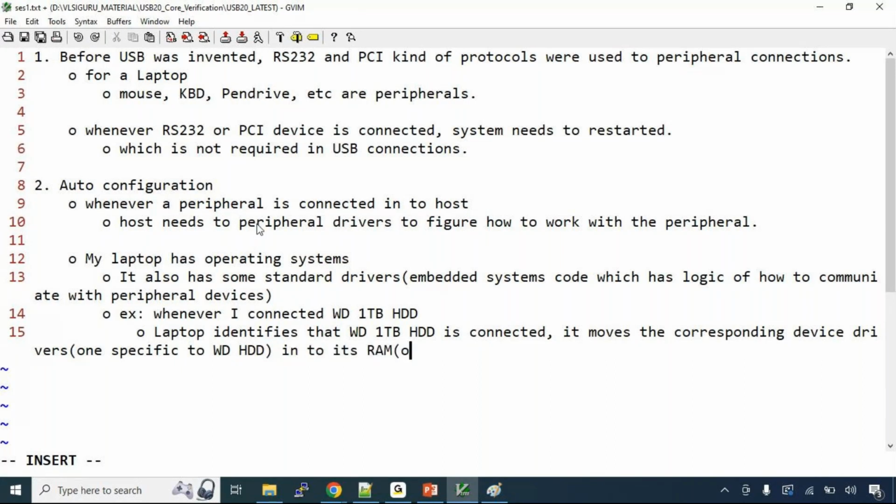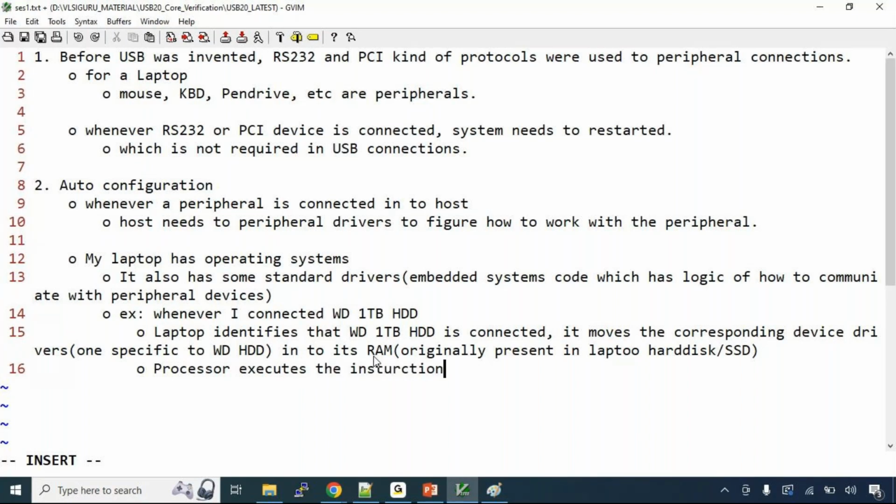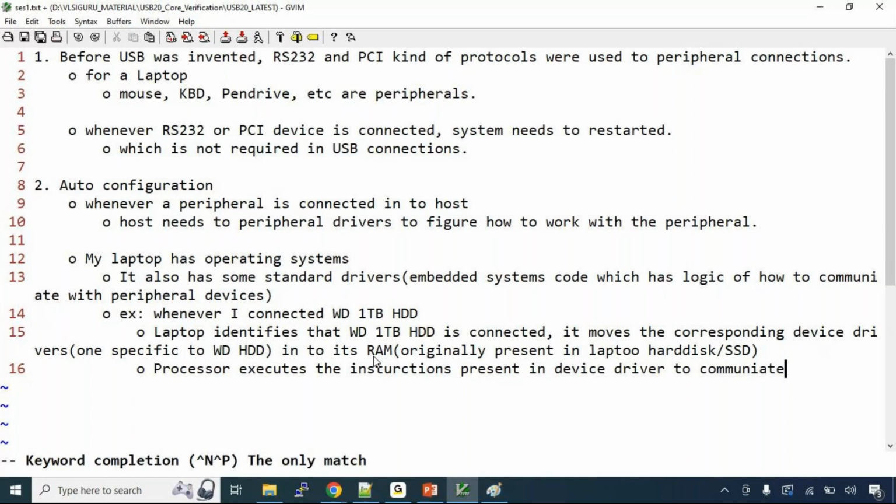Originally, it is present in its hard disk, the laptop hard disk. Laptop will have a hard disk or SSD, right? So in one of them, it's present. So from there, it moves it to RAM. Then the processor executes the instructions present in the device driver to communicate with the device. I hope you got a basic idea.